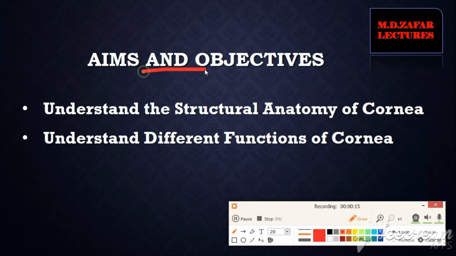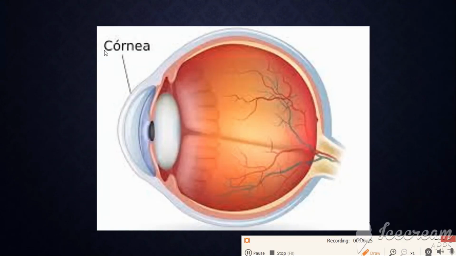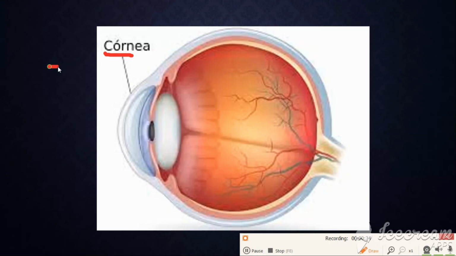Today our aims and objectives are to understand the anatomy of cornea and understand different functions of cornea. Now, before going into the details of cornea, we will try to understand what is the main structure of eyeball. So the basic structure of eyeball has three layers: the outermost layer, the middle layer, and inner layer.